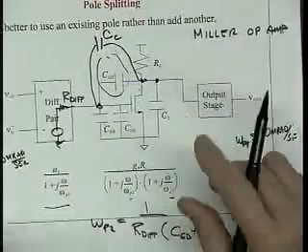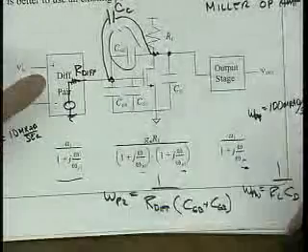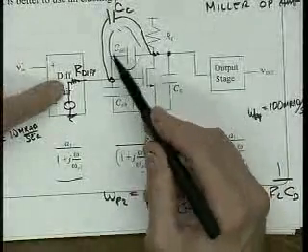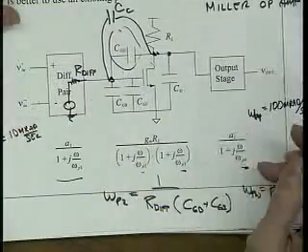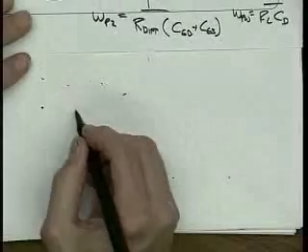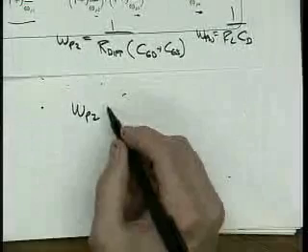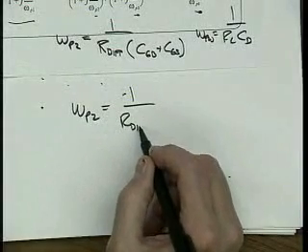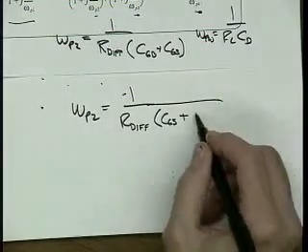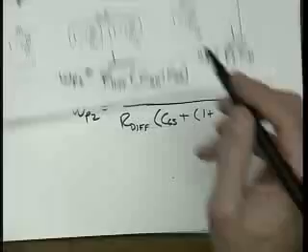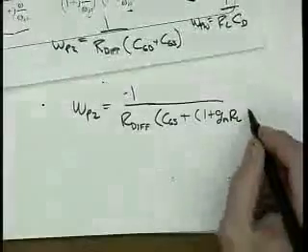Why might I want to do that? Well, probably this is one of our worst poles, right? If I don't make CGD equal to zero, I begin to see Miller multiplication of CGD. So let's make CGD finite, okay? So omega P2, for CGD finite, is going to be equal to 1 over R diff times CGS plus 1 plus GMRL, the gain of this stage, times CGD.